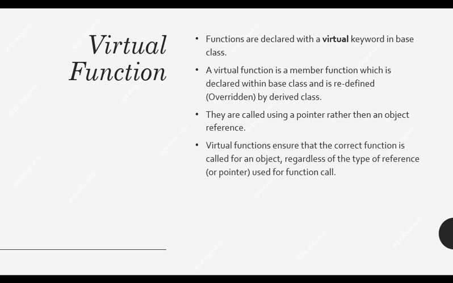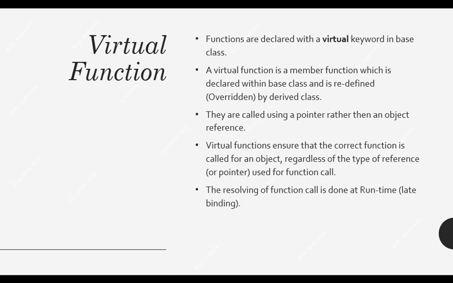So now just remember and try to make an image in your mind that now we have a function that is declared in one class and is defined in another class. So at runtime, the virtual function will ensure that the current function is being called using some object reference, that is your pointer.